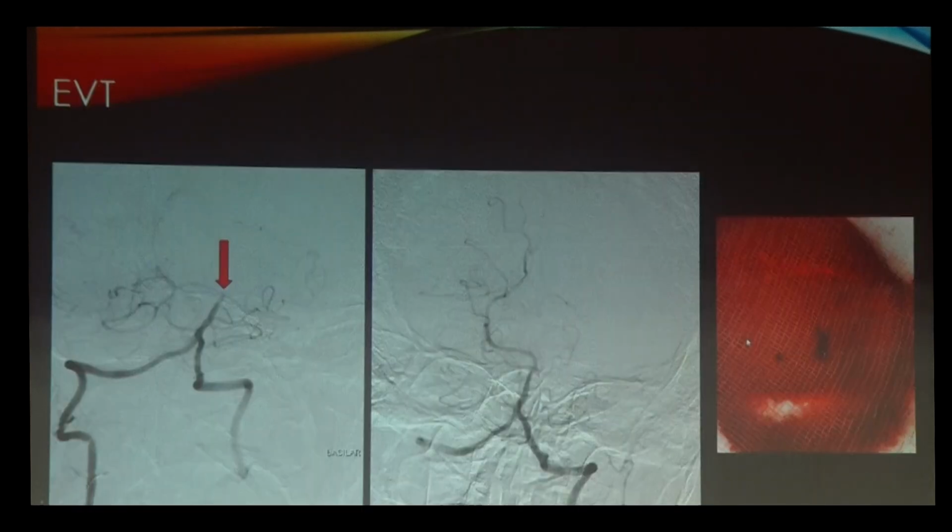He was immediately shifted to the cath lab, and we could see a top of the basilar occlusion here. Post aspiration, this is the clot removed, and there is good reperfusion in the right PCA. The left PCA was actually a fetal PCA for him, and that's the reason we are not able to appreciate the left PCA.